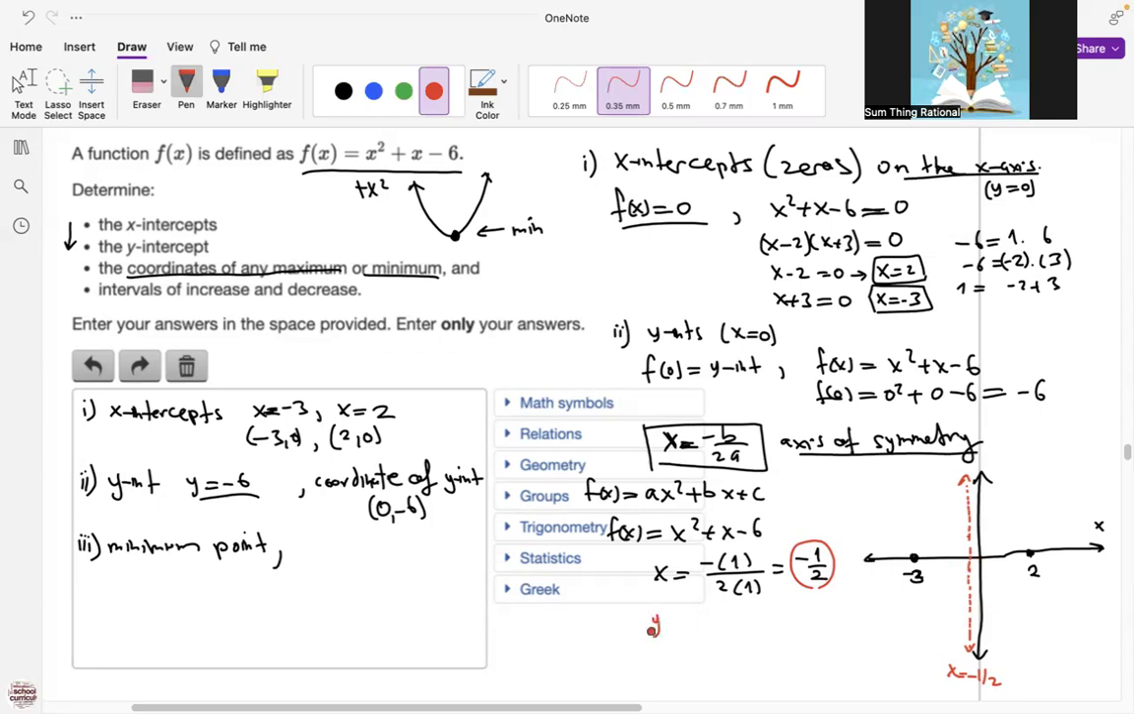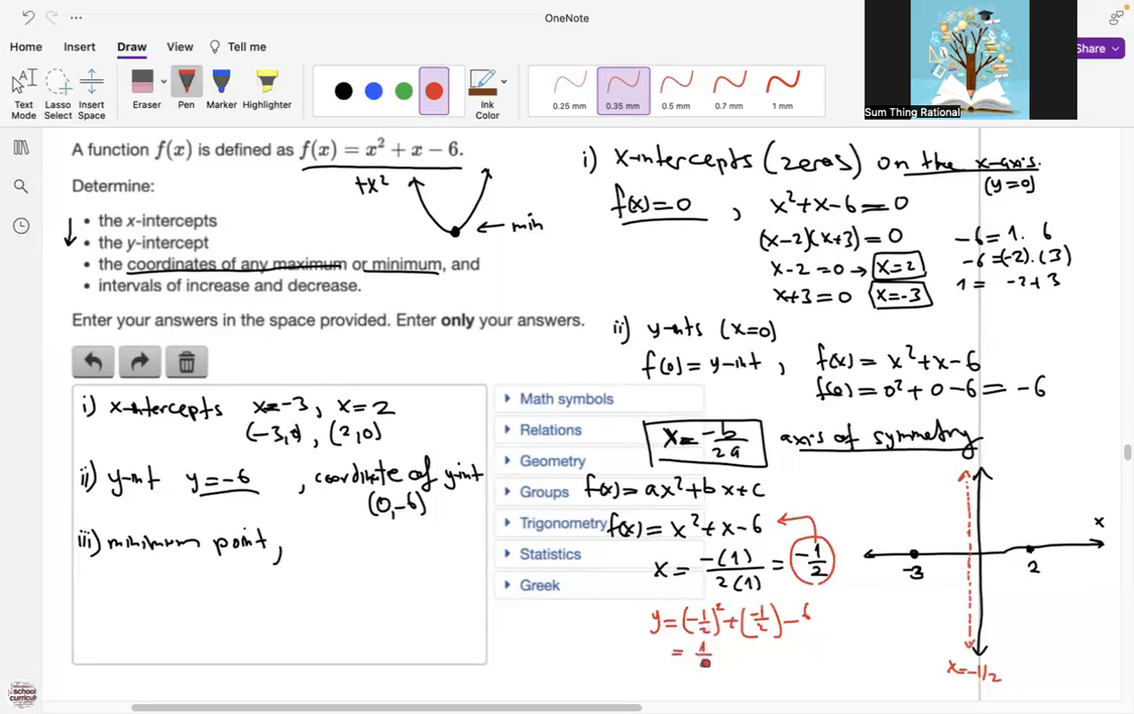To find the y-coordinate of the vertex, we simply plug this value in here: (−1/2)² + (−1/2) − 6. So a half squared is 1/4, 1/4 minus half minus 6. This is −1/4 and −6, which becomes −6.25. Your vertex is somewhere here, so you can extend and draw your parabola like this. It's just a close guess.